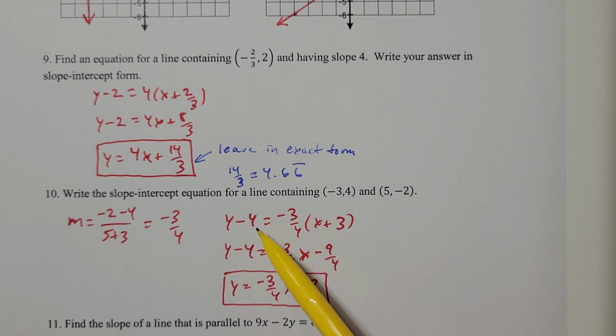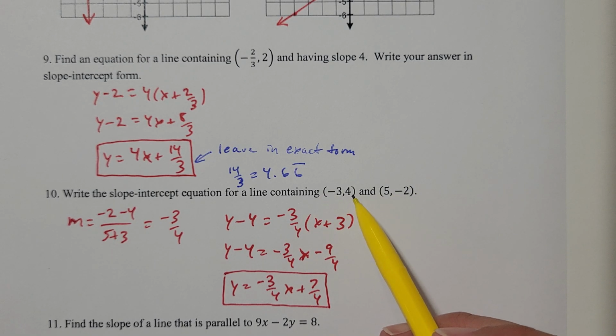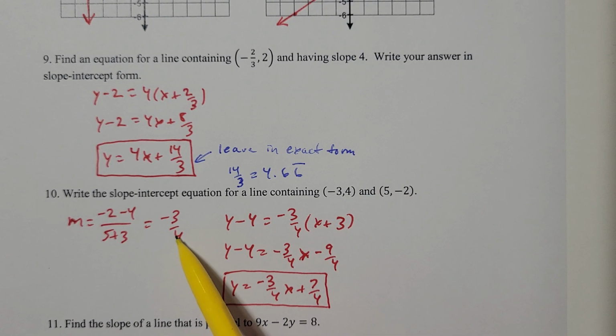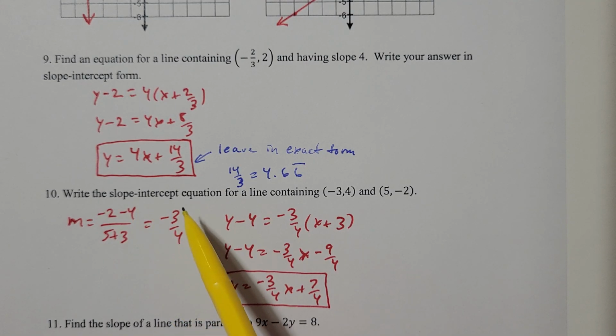Okay, I got y minus y1 equals the slope times x minus x1. I'll just use this first point here, -3, 4. So x1 is -3, y1 is 4. The slope is -3/4. So I got y minus y1, that's y minus 4, equals the slope, -3/4, times x minus x1 is -3. X minus a -3, that's the same as x plus 3. Okay, and I need to get this into slope-intercept form. So solve for y. Write my answer in the form y equals mx plus b.